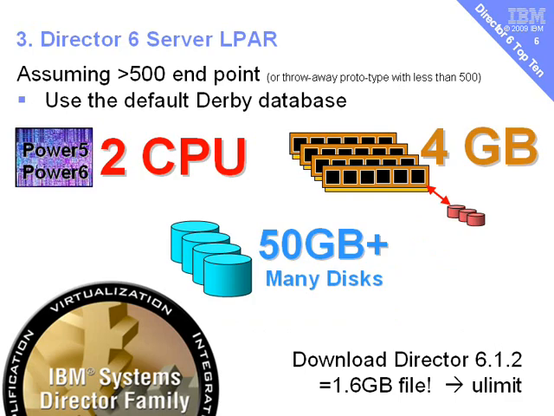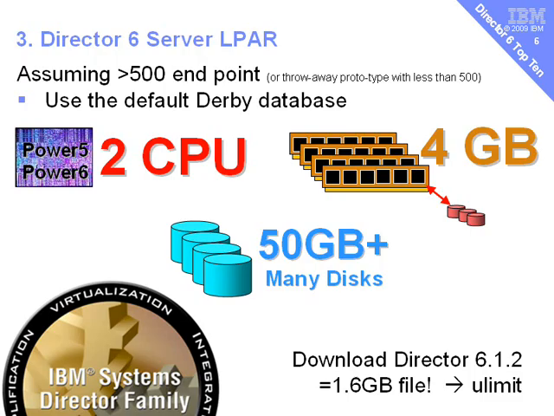Tip number 3 is when we're installing our Director6 server into a logical partition, I recommend you dedicate a logical partition to its use, and assuming that you've got less than 500 endpoints, an endpoint is a copy of AIX or a VIO server or a HMC, then we can use the default Derby database that's built into the Director6 package. If you have a lot more endpoints than that, then perhaps when we're trying this early success, we're trying a prototype. And of course the prototype is unlikely to have more than 500 endpoints in it.